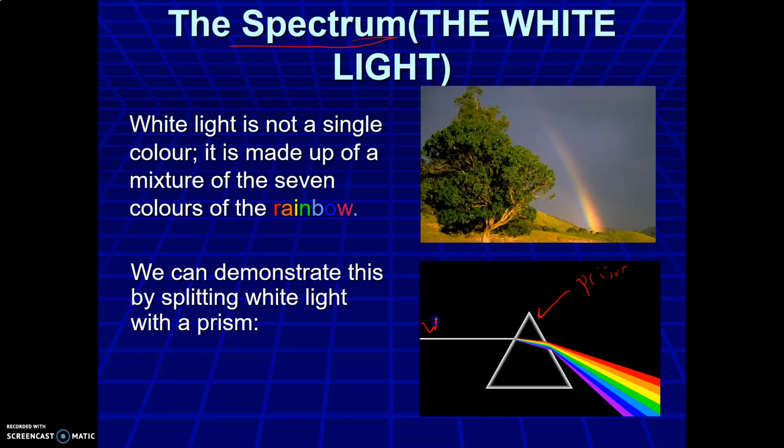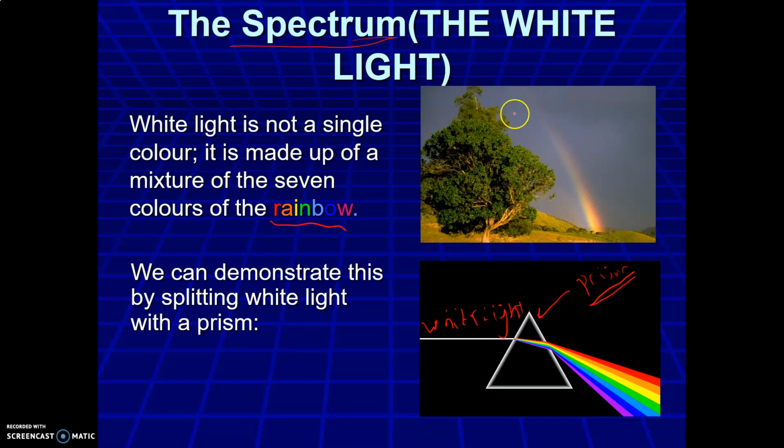And this is the white light, or the spectrum. When the white light goes into the prism, at the other side, we have these beautiful colors, which we call the rainbow colors. So, this is using a prism. How is this happening when we see the rainbow?